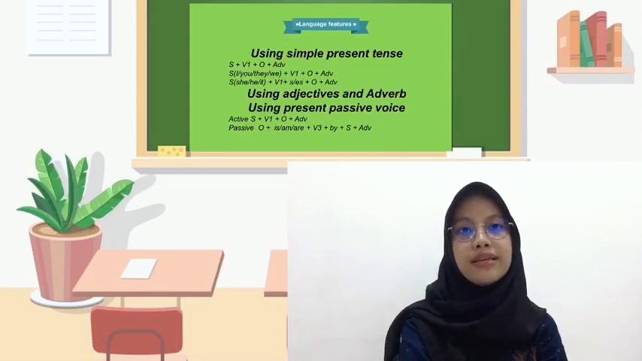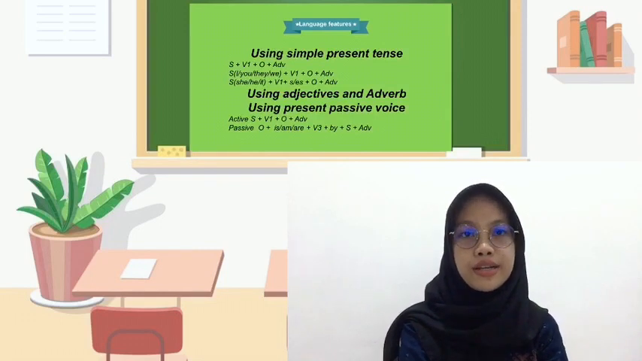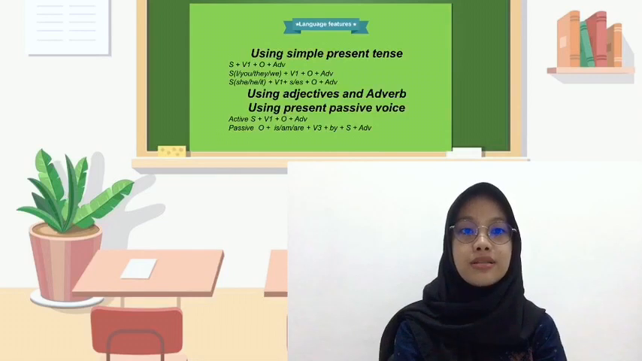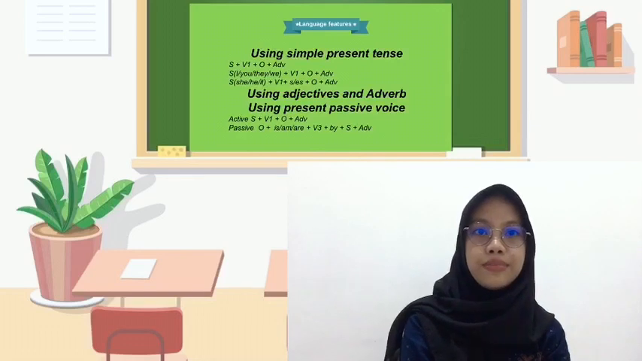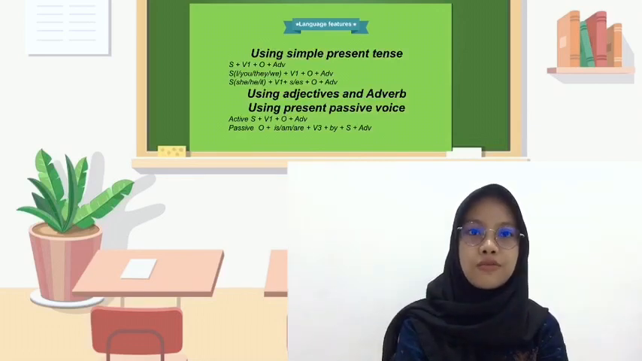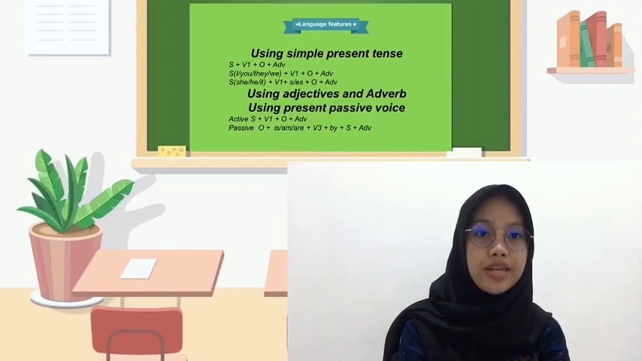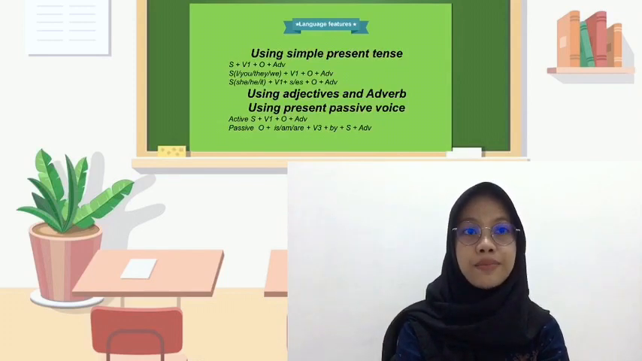And the second one is using adjective and adverbs, and the last one is using present passive voice. And for active is subject plus verb 1 plus object plus adverb. For passive is object plus is or are plus verb 3 plus by plus subject and plus adverb.